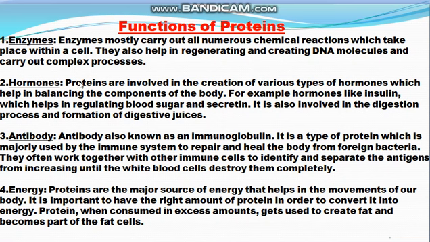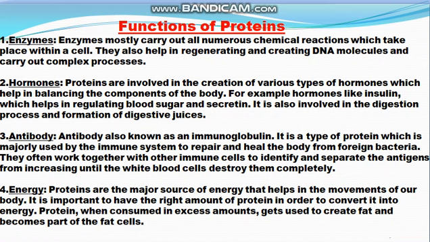Hormones are also formed by proteins. Proteins are involved in the creation of many types of hormones which help in balancing the components of the body. For example, hormones like insulin help in regulating blood sugar, and secretin is involved in the digestion process and the formation of digestive juices. So proteins also help in the formation of hormones.